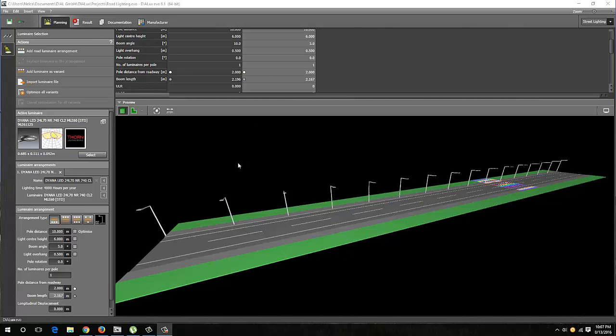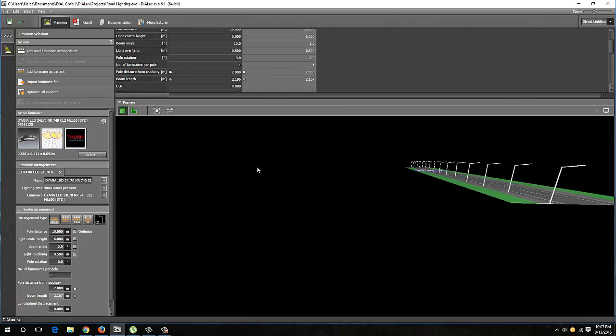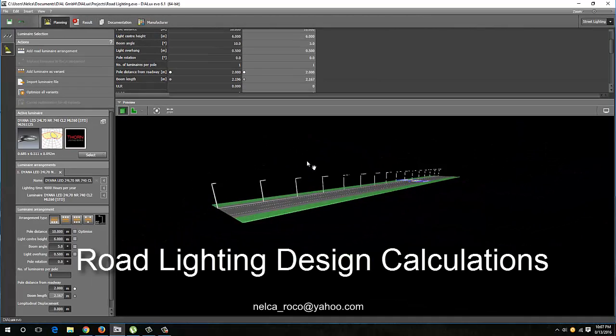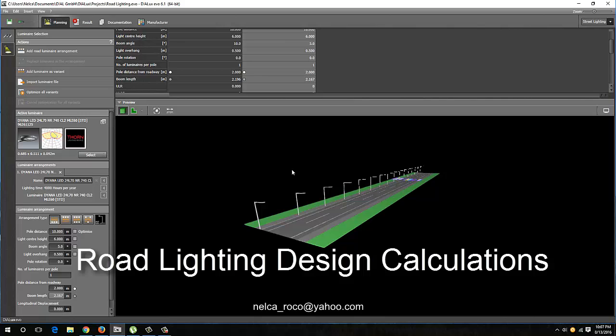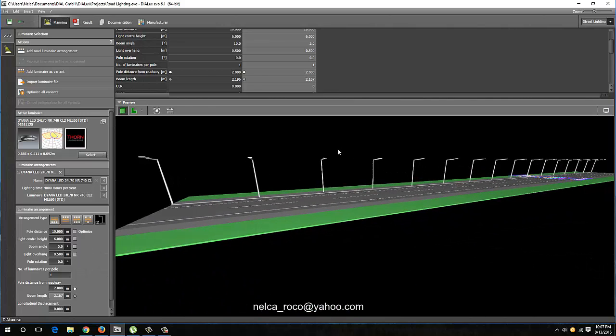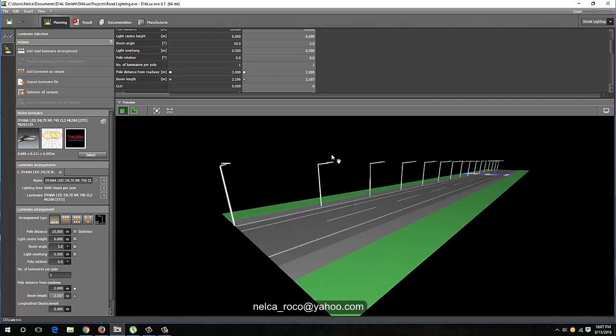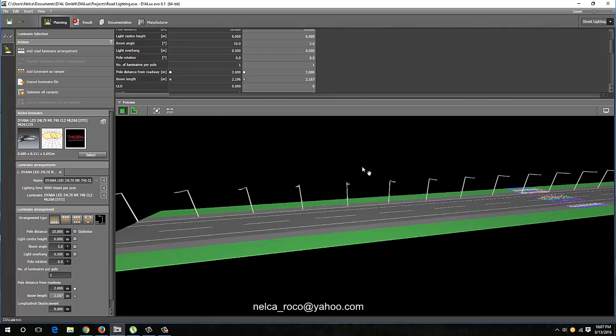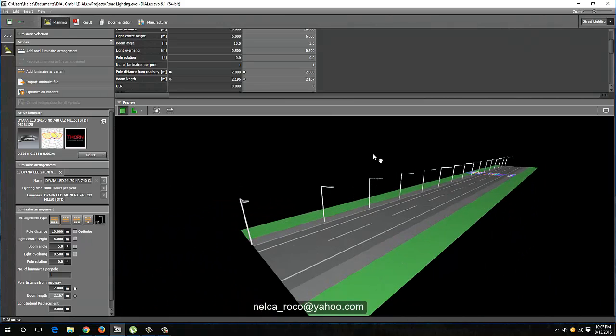Okay, this is Nelca again, and I would like to make a follow-up regarding this road lighting design calculation that we just did a while ago. I want to make a clarification that if I stand by with the contractor, I would rather have an efficient design and economical design for the road lighting.